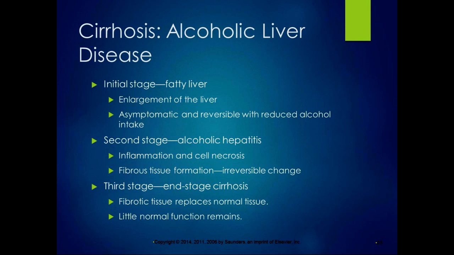The second stage is alcoholic hepatitis, where you get inflammation and cell necrosis, and you start that fibrous tissue formation, and the change becomes irreversible. Once you get that fibrosis, that's where you have the irreversible change. The liver is pretty resilient, but it's not that resilient. It can't recover from that fibrous tissue formation. End stage cirrhosis, the third stage, the fibrotic tissue replaces normal tissue, and you don't have any liver function anymore. And we know that the liver is essential to many of our functions, and you can't recover from that except with a liver transplant.